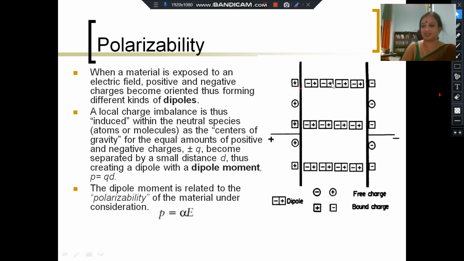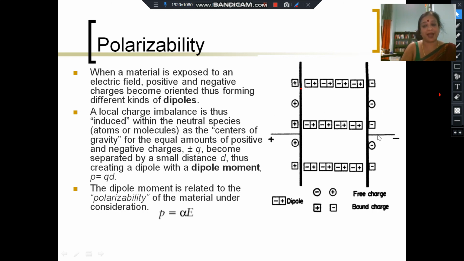Remember, these charge centers are not free to move away from each other. They can move around their fixed positions, but the positive charge cannot free itself from the negative charge. The negative charge cannot free itself from the positive charge. They are held together, and therefore they are called bound charges, and they are internal charges. They stay within the volume of the material, and they are called bound charges.